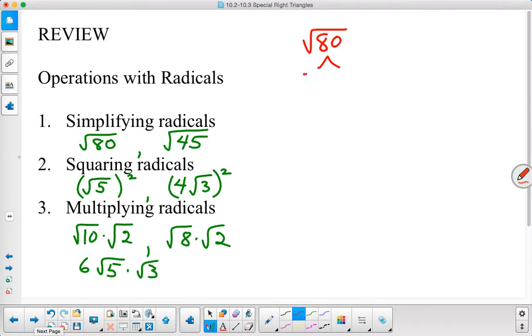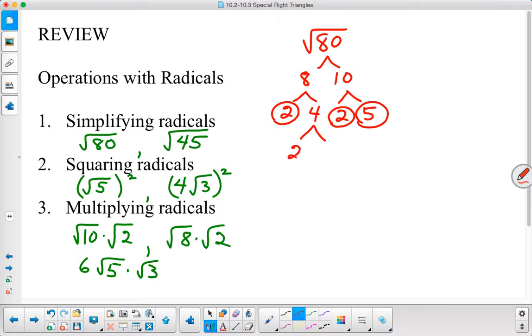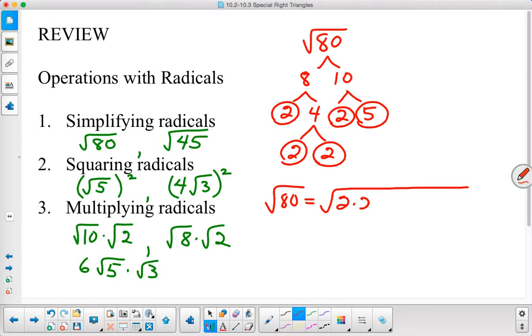We might go 8 times 10, 2 times 4, 2's prime, 2 and 5 are prime. The 4 was not prime, so factor it. Then what we did was look at the pairing. So we thought square root of 80 is, now put them in order, 2 times 2 times 2 times 2 times 5.